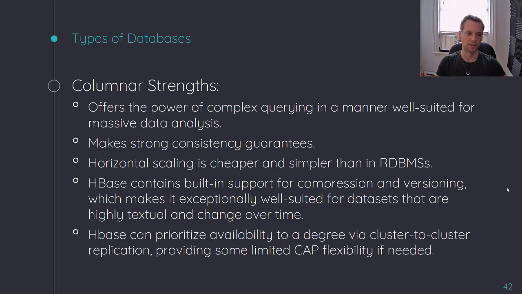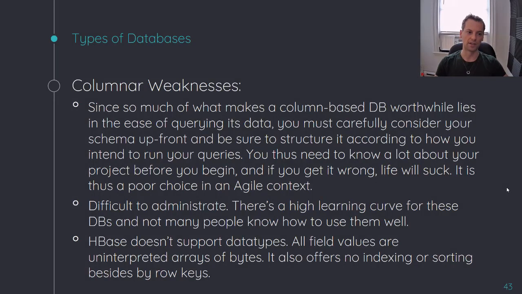So what are the columnar strengths? They offer the power of complex querying in a manner well suited for massive data analysis. They make strong consistency guarantees. Horizontal scaling is cheaper and simpler than relational databases. They contain built-in support for compression and versioning, which makes it exceptionally well suited for datasets that are highly textual and change over time. That is HBase specifically that has that, by the way. And HBase can also prioritize availability to a degree with cluster-to-cluster replication, providing some limited CAP flexibility if you need it. Weaknesses.